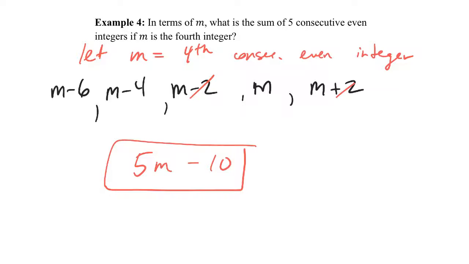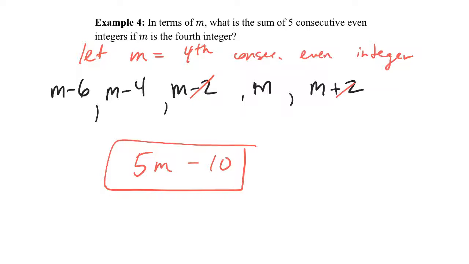Where m is the fourth consecutive even integer. That would be my let statement. I probably should write that let statement, but it was in the problem, so I didn't. It says, if m is the fourth integer, so technically I'm rewriting the last part of the line.